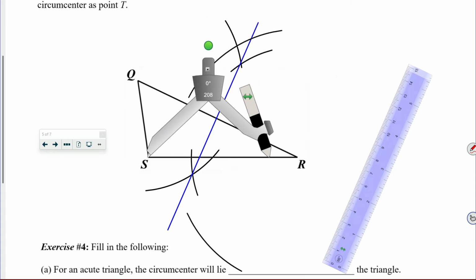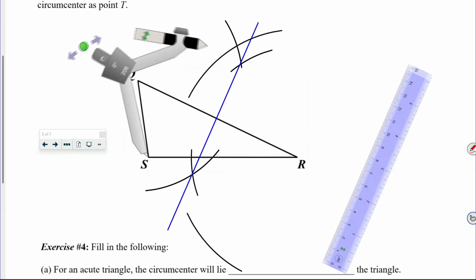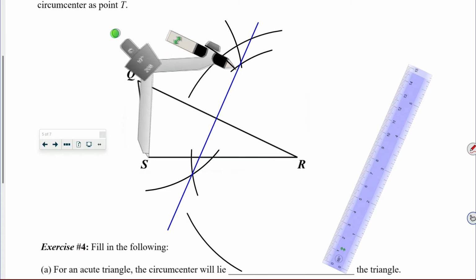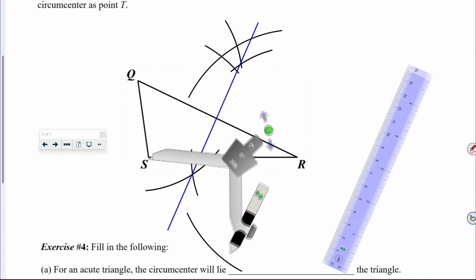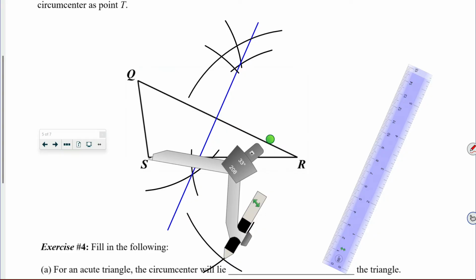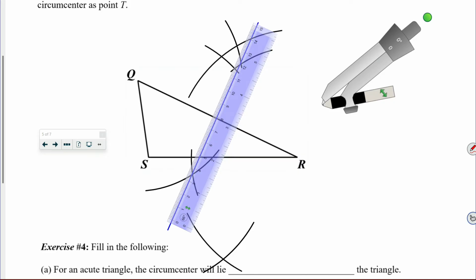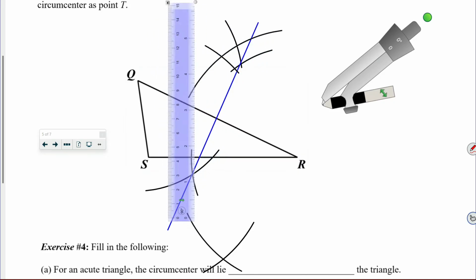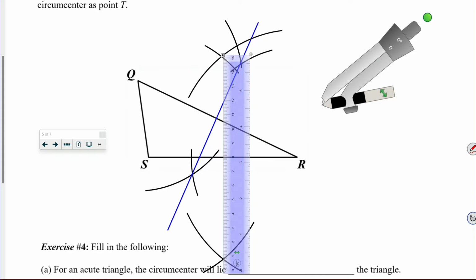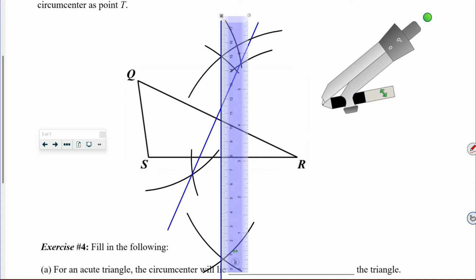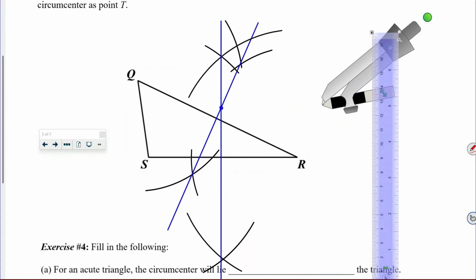Okay, let me put it on S. Oh, I like it. Still kind of near S. And rotate it down. Okay, X marks the spot. We'll come back to you in just a little bit. All right, and I need to connect this with that. Not too bad, a little bit off, but hopefully it won't make it absolutely terrible. We'll see. And right there is going to be my circumcenter.